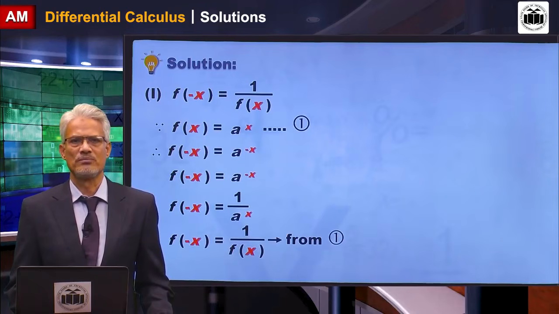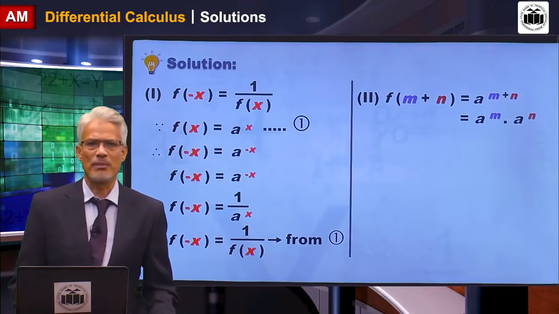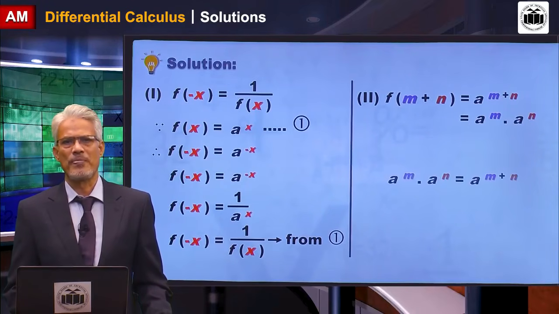Come to the next question. f(m+n) is equal to a^(m+n), and a^(m+n) is equal to a^m into a^n. We know it by the indices, and a^m is equal to f(m).